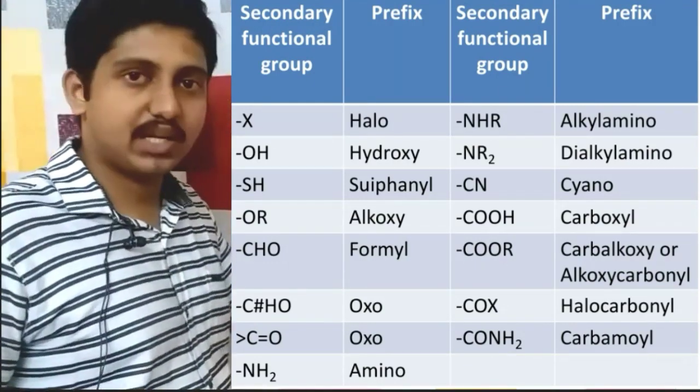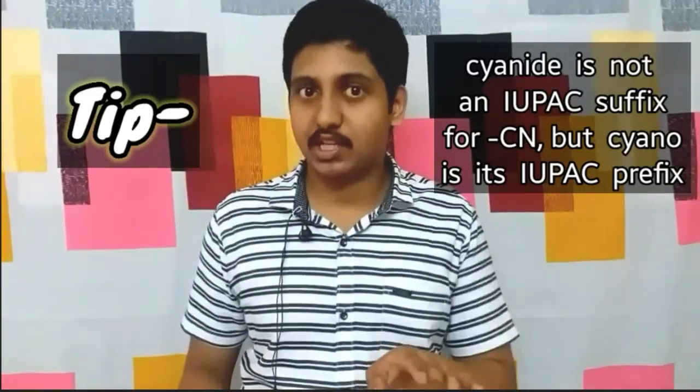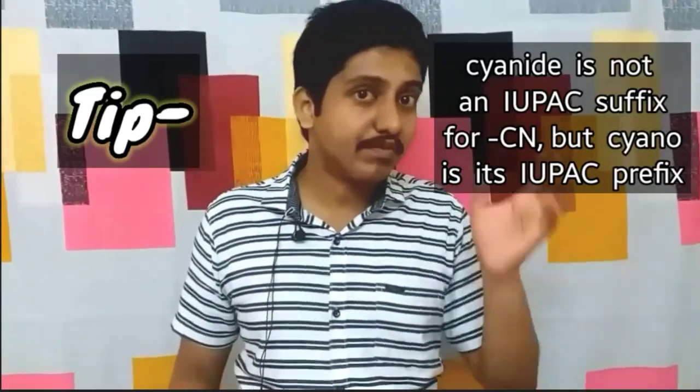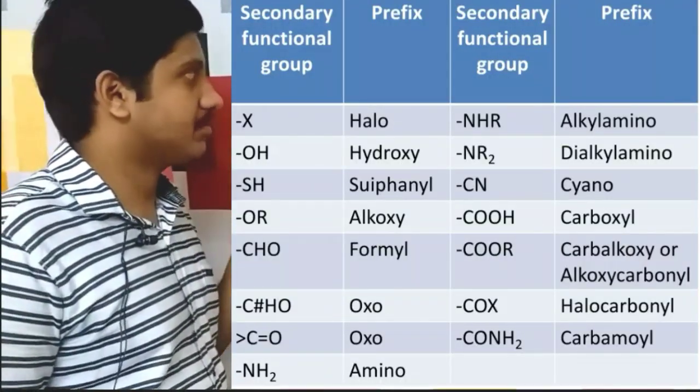Then C triple bond N, that is the cyanide group, comes as the prefix, meaning cyano. Remember that cyanide is a common name and nitrile is an IUPAC name, but cyano is a preferred IUPAC prefix. So cyano as the prefix, and then comes the C.